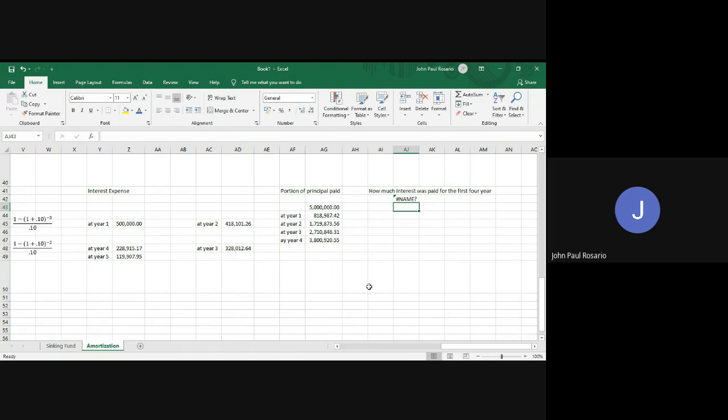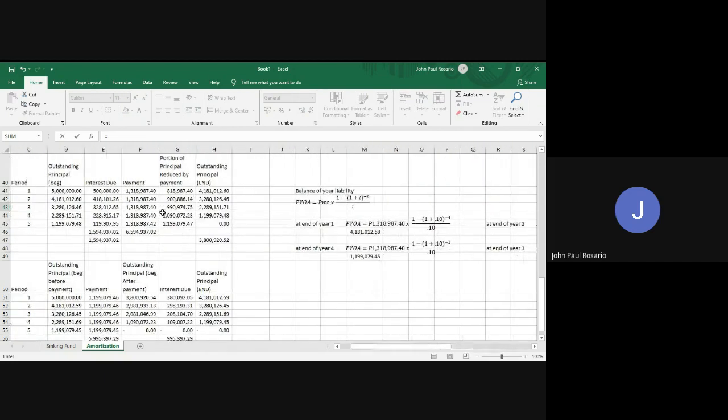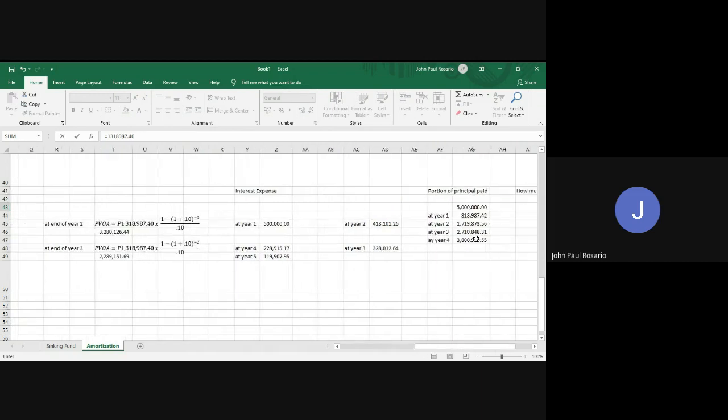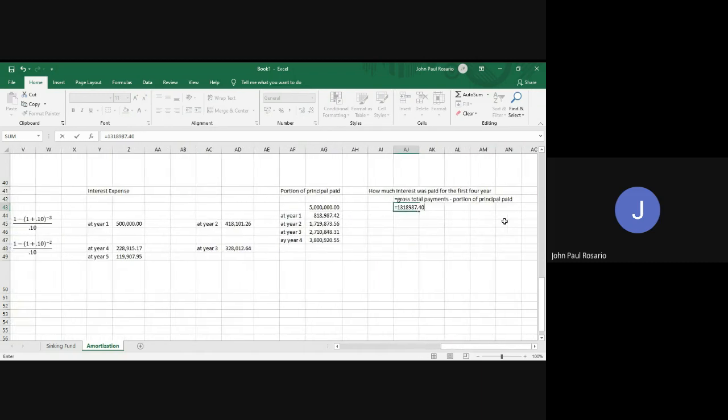Okay. Now for year four, our gross total payments is, that's how much do we pay each year? We paid 1,318,987.40. Okay, it's here. And then we deduct from it the portion of principal paid as of year 4.